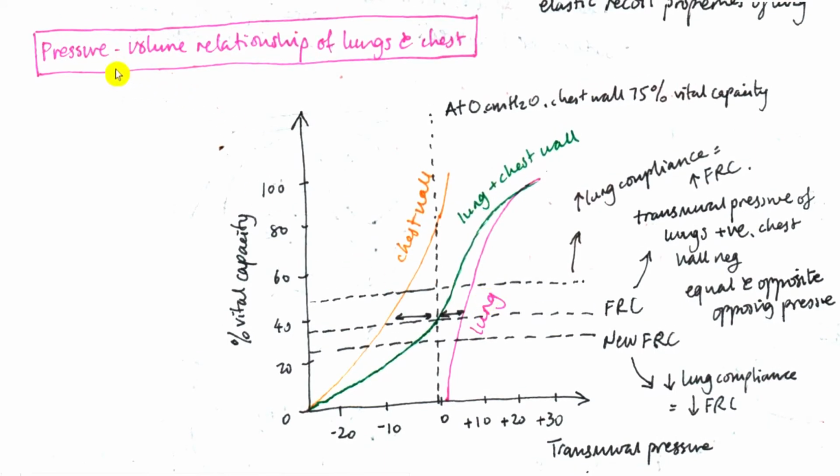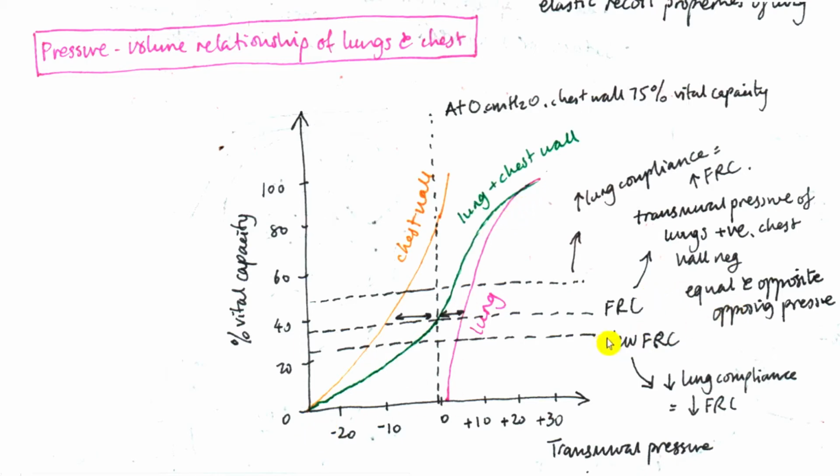Now, this graph shows the pressure-volume relationship of the lungs and the chest. So we've got the transmural pressure that we're familiar with, and then on the y-axis we've got percentage of vital capacity of that area of the body that we're looking at. So we can see that as the transmural pressure becomes more positive, both the chest wall and the lung, albeit starting at different places, both of them increase in their vital capacity, they expand, and we can have a look at the combined effect of the lung and the chest wall.